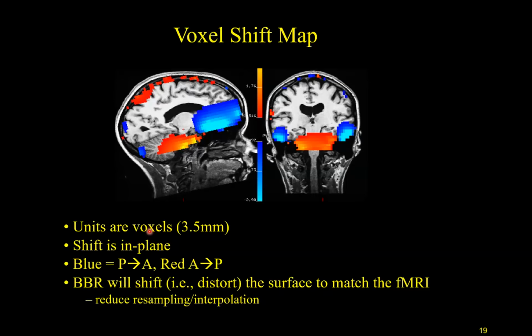And what it will do is it'll see how much of a shift there is. It will shift the surface to sample the fMRI in the proper location. So it's not resampling the fMRI, which would potentially cause interpolation artifacts. It's shifting the actual surface. And then in FreeSurfer, when you're applying this, it actually shifts the surface to sample the fMRI, so you're not having to get some kind of smoothing due to interpolation.